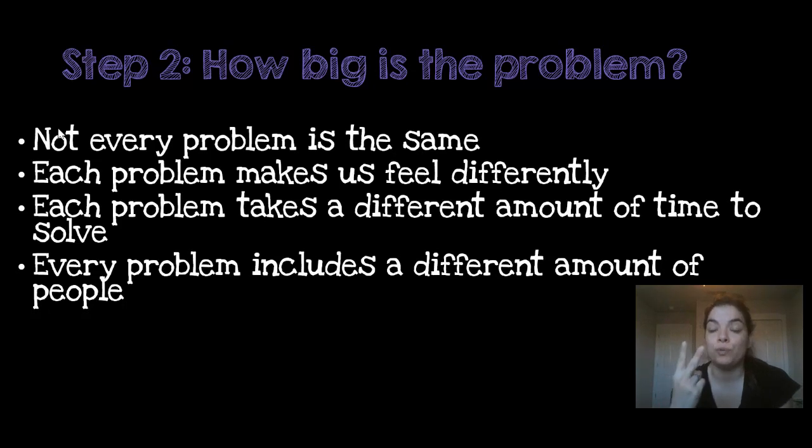Now, step 2. So, we have 5 steps. Step 1 is to identify the problem. Step 2, how big is the problem? We have to see the sides of the problem. So when we were naming our problems, was every problem the same? No, every problem was different. Not every problem is the same, and that means that no two problems are the same size. They don't all have the same answer. We have to think of each one just by itself.